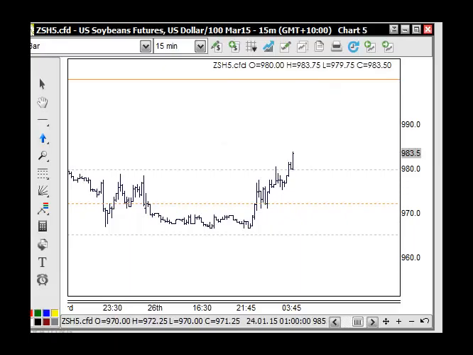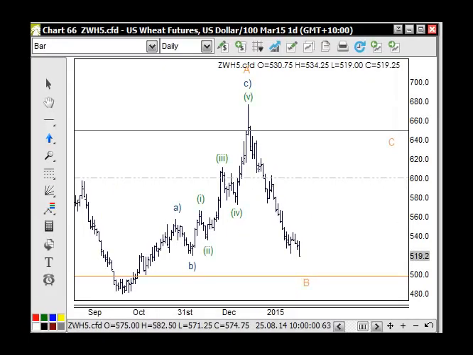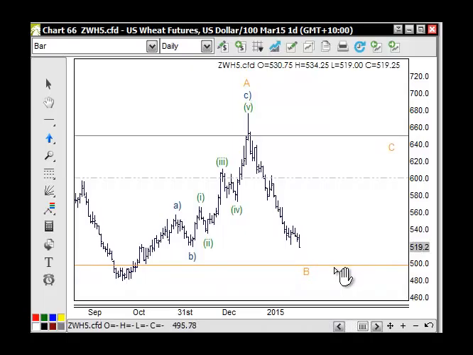Now, the other markets haven't confirmed this. The wheat market is still looking for lows here, and we just need it to play out. We know that this is up here in A, B, and C here. It's in a 3-wave structure here, and that's confirmed by this market moving quite a long way down here. We can expect a support at 500 here.